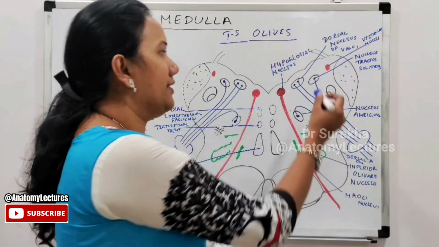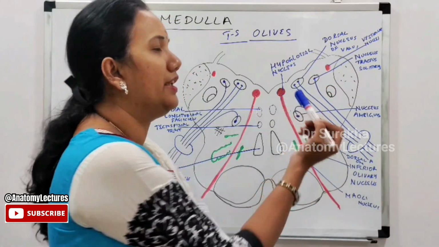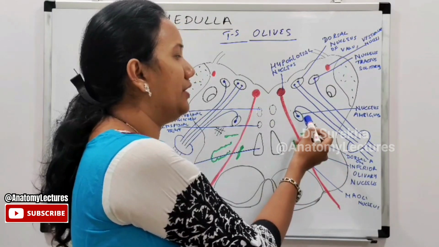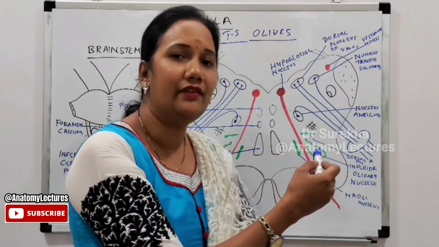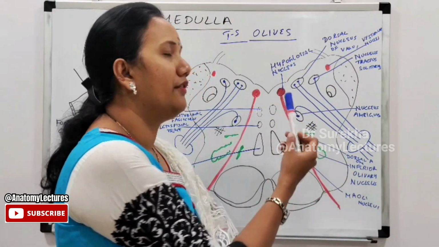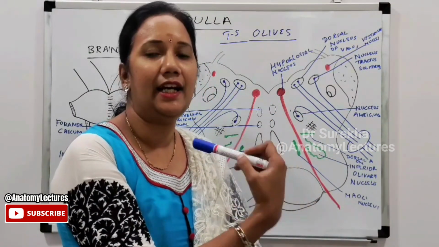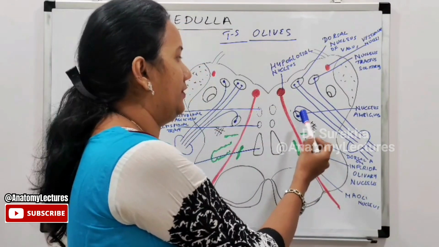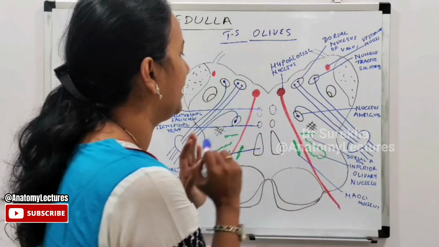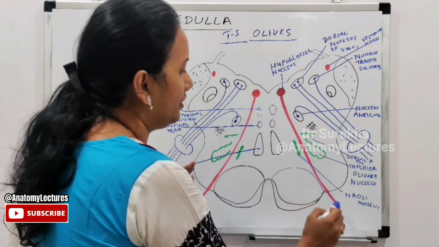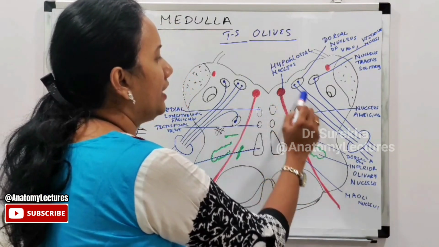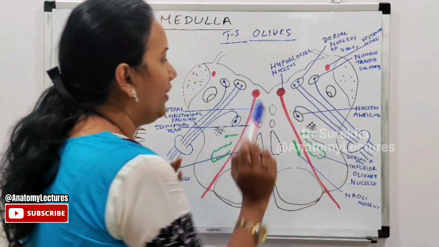So this nucleus ambiguus, it is present deep within the reticular formation, and it will give origin to the motor fibers of the 9th, 10th and 11th cranial nerves. So in this section, you see the emerging of two nerves. We see the emerging of the hypoglossal nerve and we see the emerging of the vagus nerve.